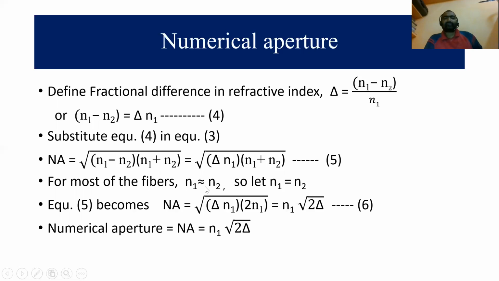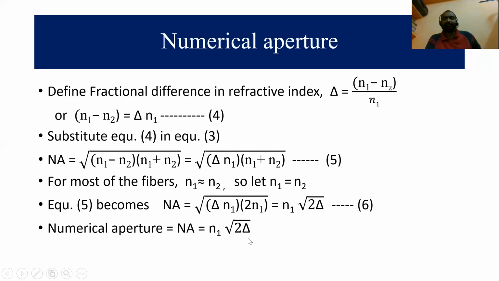For most of the fibers, n1 is approximately equal to n2. So we can write n2 as n1. The above equation becomes delta n1 into n1 plus n1, 2 n1, because n2 can be written as n1. So n1 into n1, n1 square. If you take it out of the square root, it becomes n1 into root 2 delta. So numerical aperture NA equals n1 into root 2 delta.